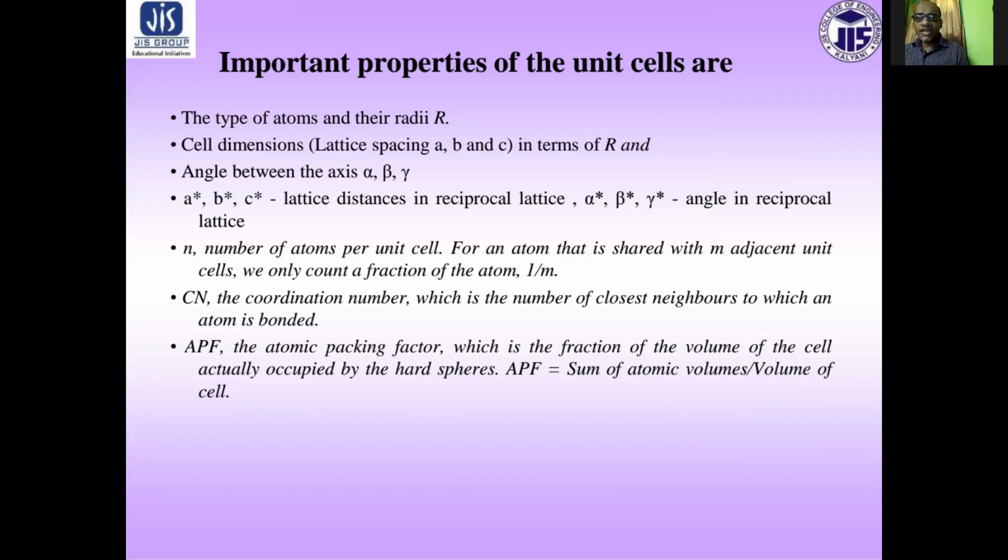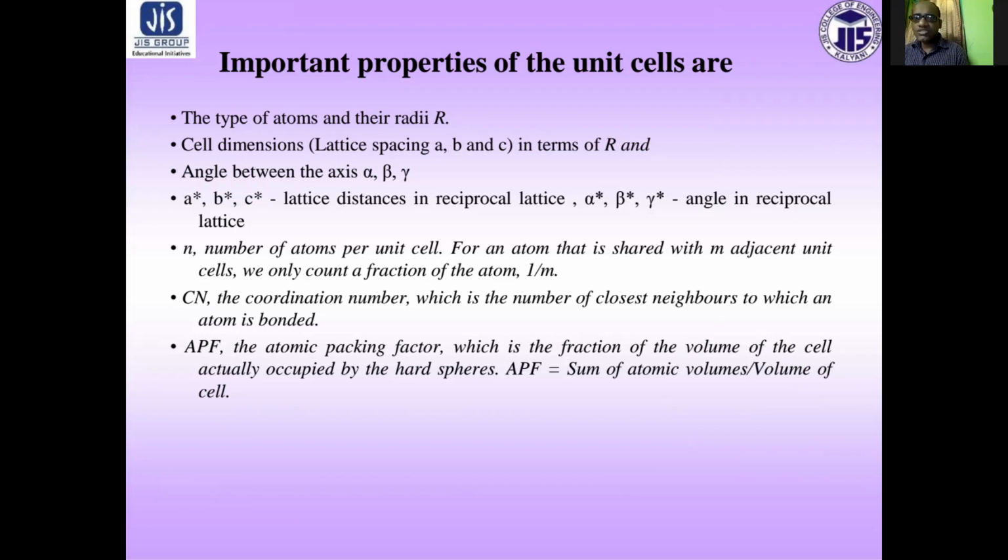and A star, B star, and C star, that is the lattice distance in the reciprocal lattice. Alpha star, beta star, and gamma star are the angles of the reciprocal lattice. Small n is the number of atoms per unit cell. For an atom that is shared with m adjacent unit cells, we only count a fraction of the atom, that is 1 by m, in a particular unit cell.